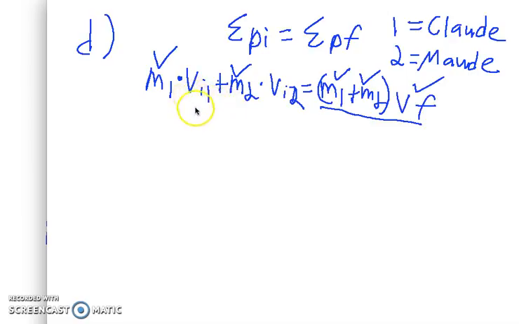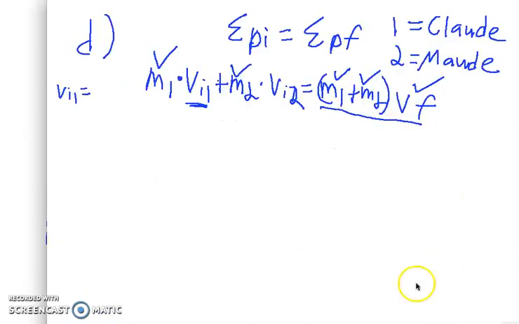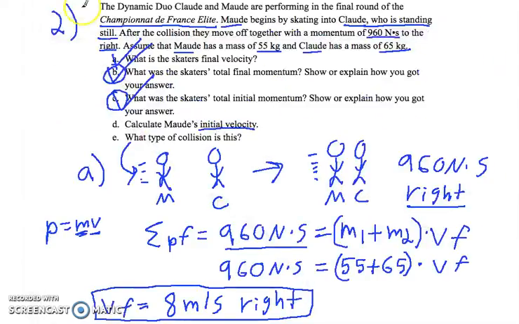So let's look at the initial velocity of Claude. What is it? Let's look back at the problem. The problem said Claude is standing still, so the initial velocity of Claude is 0 meters per second. And the initial velocity of Maud is what we're solving for. That's a question mark; we don't know that.